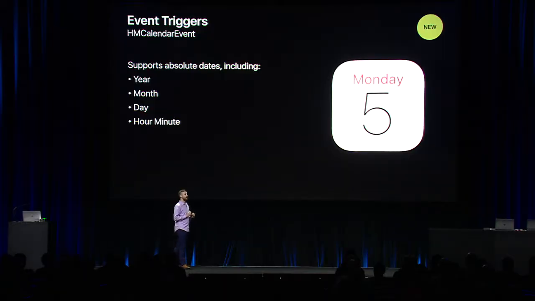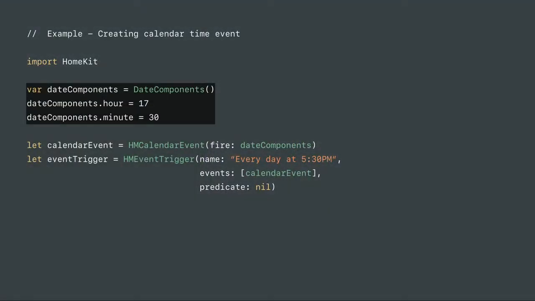Now, as an example, let's go ahead and create an event trigger which executes at 5:30 p.m. every day. First, we're going to create our date component. And in this case, we're going to set two properties. The hour property to 17. This indicates 5 p.m. Second, we're going to set the minute property to 30. And this indicates 30 minutes after 5 p.m.